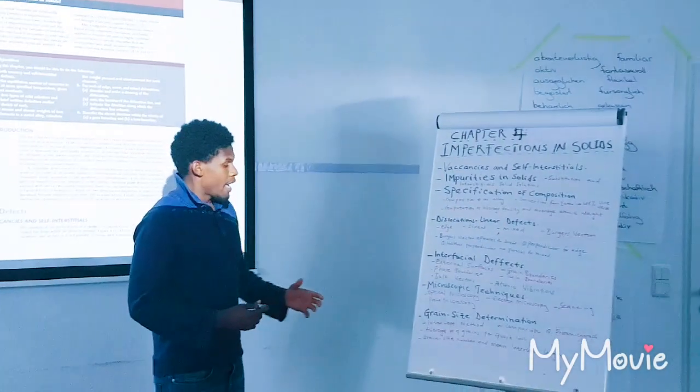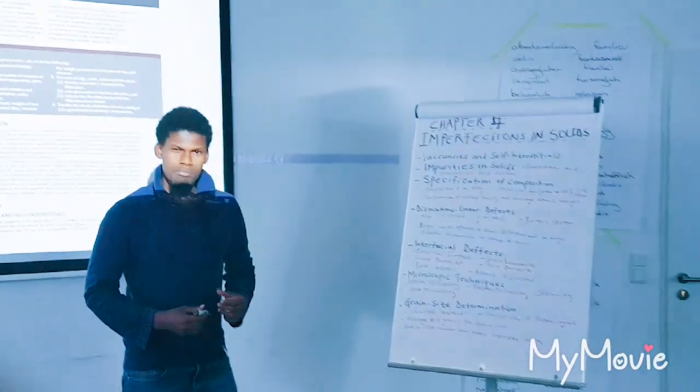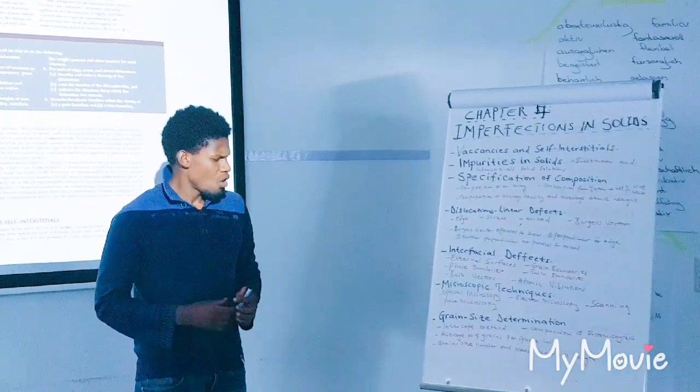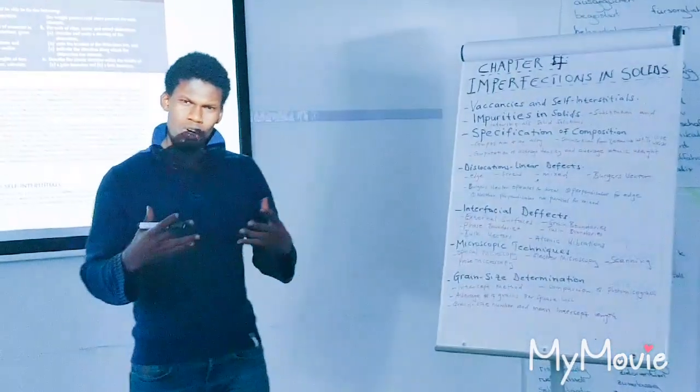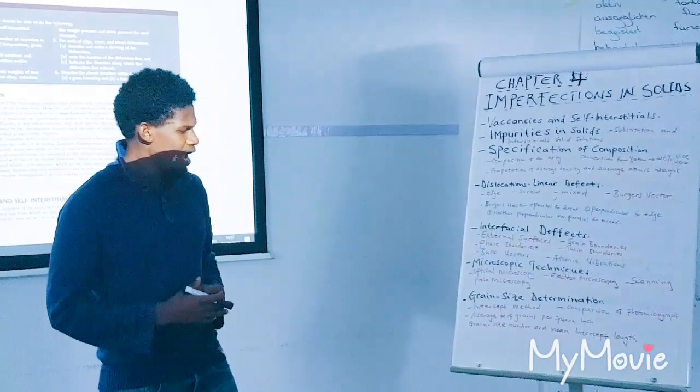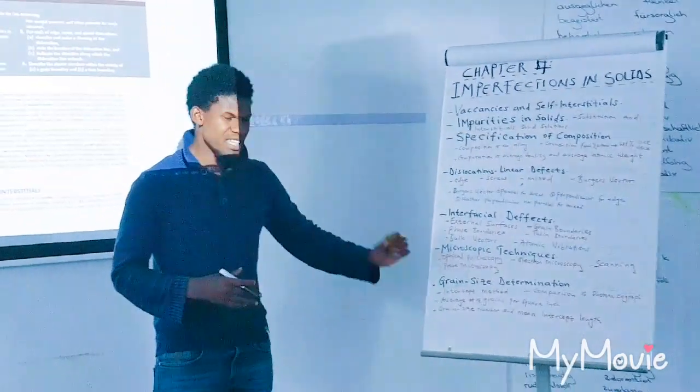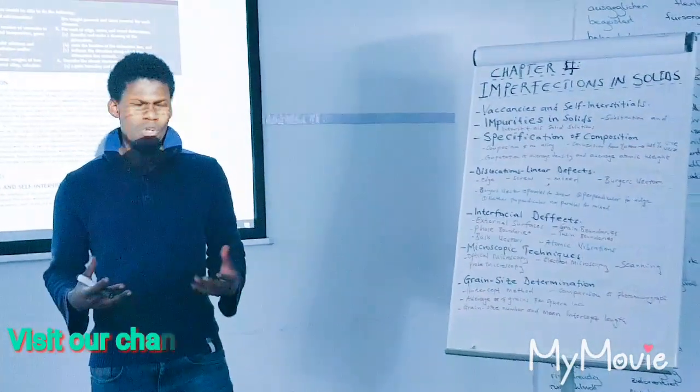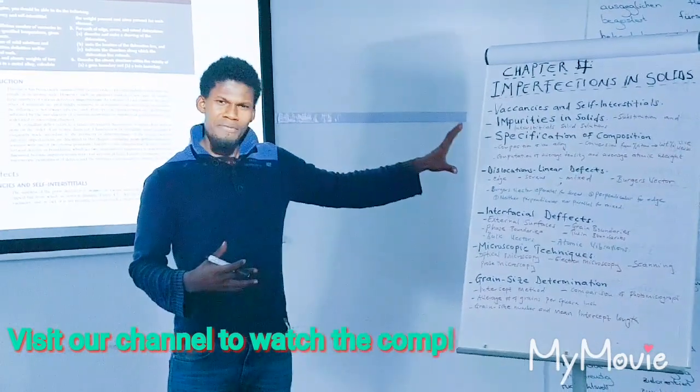And next we're going to see grain size determination, how we can determine these grains. We have methods that we come up with in order to determine these grains, the average grain size, and the grain size number. So this is basically chapter 4, imperfections in solids.